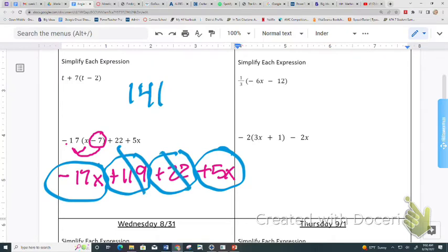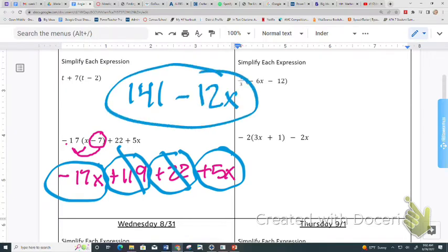Okay, 17 negative x's versus 5 positive x's. Who's going to win? Negatives by how far? 12. So minus 12 x's. Who wrote their answer like that? Does that mean that yours is wrong? So how did you write yours? So negative 12 x's plus 141. Are those the same thing?